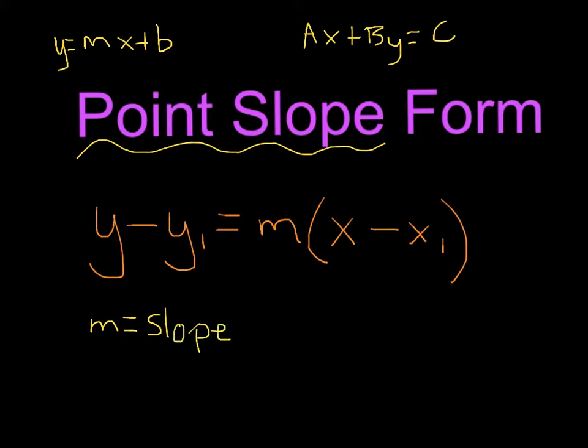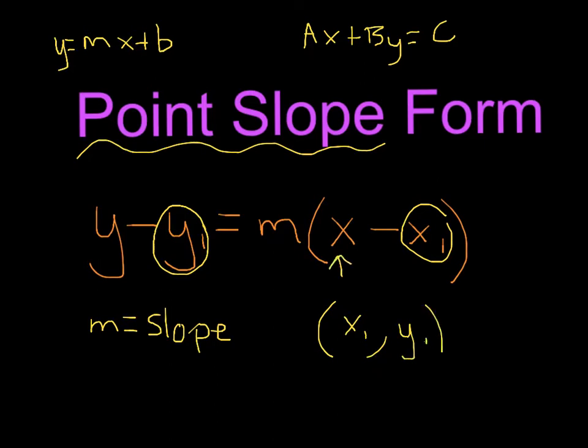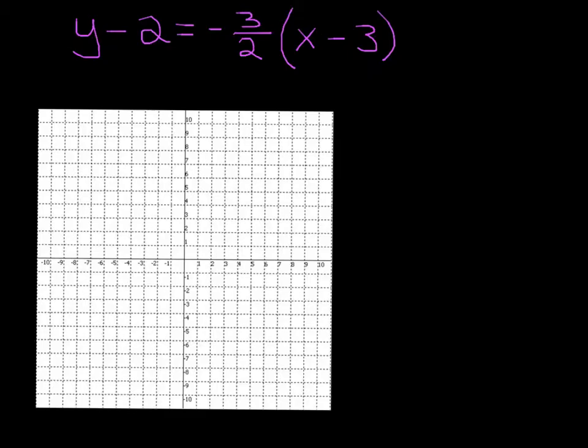And then the point comes from y1 and x1. And then your variables, x and y. Now let's work on graphing the linear graphs from equations that are in point slope. So usually we would start with the y-intercept and then use the slope. But in this case, instead of starting with the y-intercept, we're starting with another point.